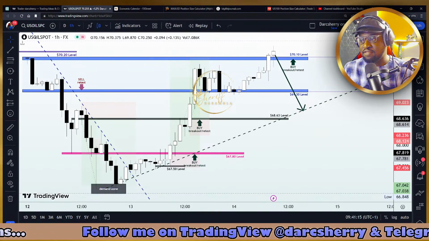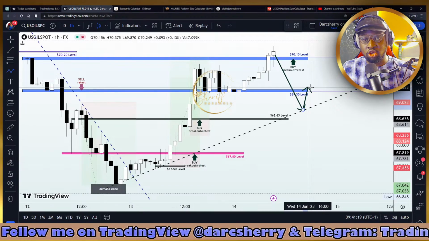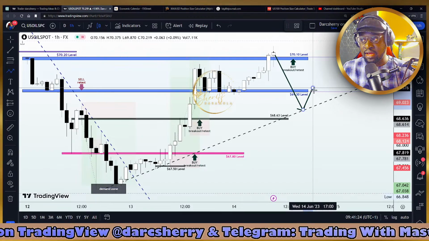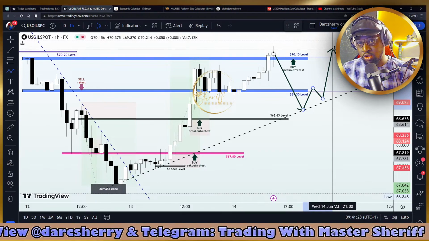So if we do have buy pressure resume around this area, something like a double bottom structure on our lower time frame, continued buy pressure around that area, then we want to be looking out for opportunities to buy the USOilSPOT.